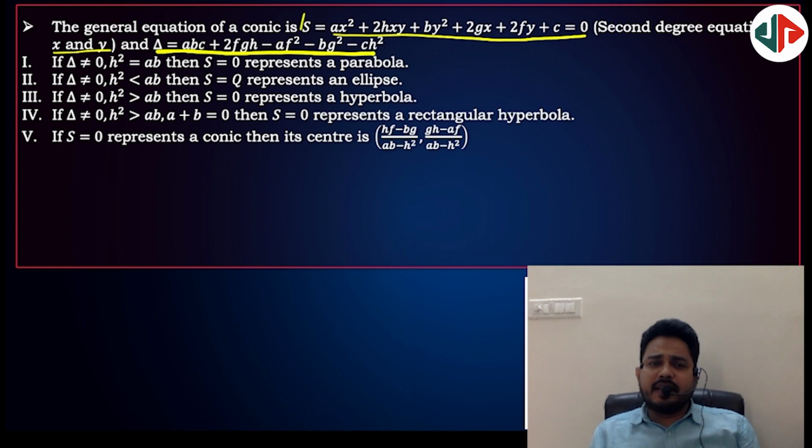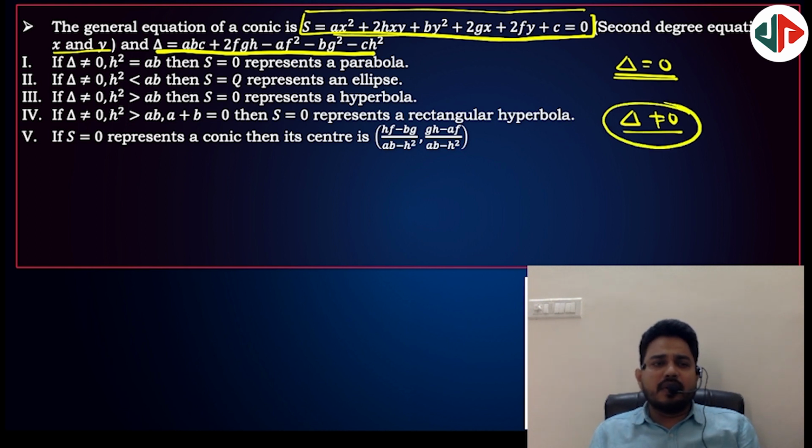The general second degree equation is also used for the pair of lines. So here, delta equal to 0 will be a pair of lines, a different category. For a conic, delta should not be equal to 0. So delta not equal to 0 and h square equal to ab is a parabola. Delta not equal to 0 and h square less than ab is an ellipse. Delta not equal to 0 and h square greater than ab is a hyperbola.